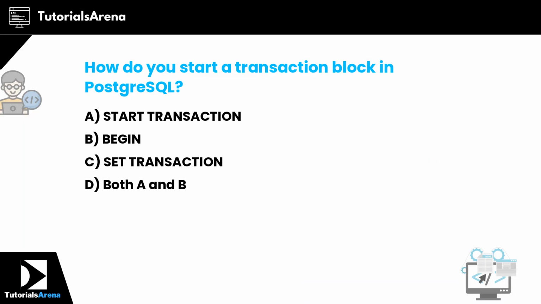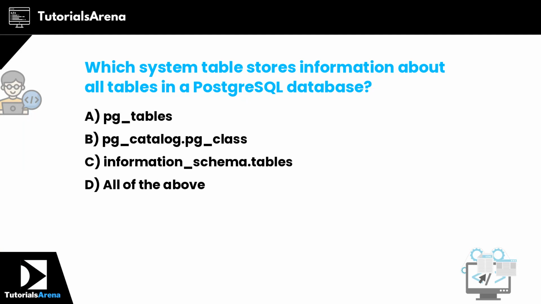How do you start a transaction block in PostgreSQL? The correct answer is option D, both A and B. Which system table stores information about all tables in a PostgreSQL database? The correct answer is option D, all of the above.